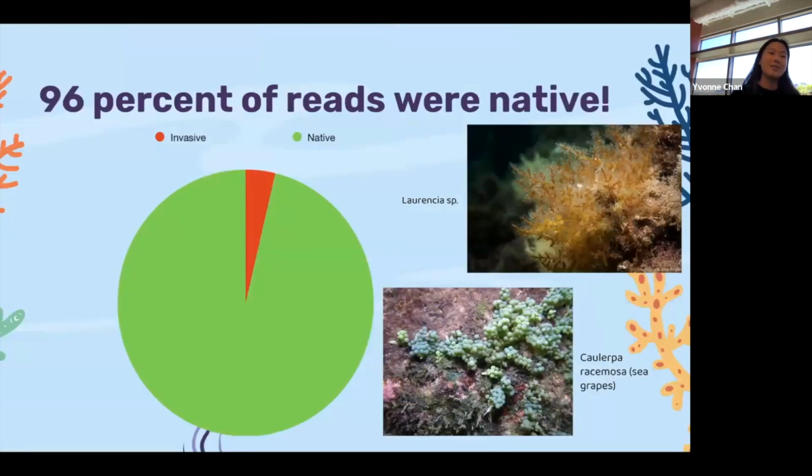But 96% of our reads were native, which is really important because, as I said earlier, the North Shore should be mainly composed of native algae. So this is really good news. And I have some more pictures of native algae here.